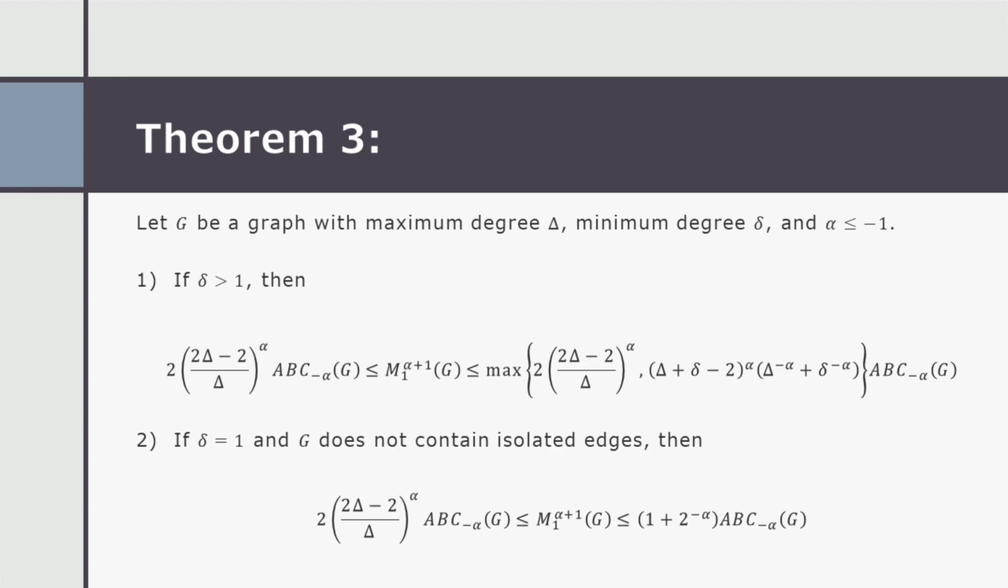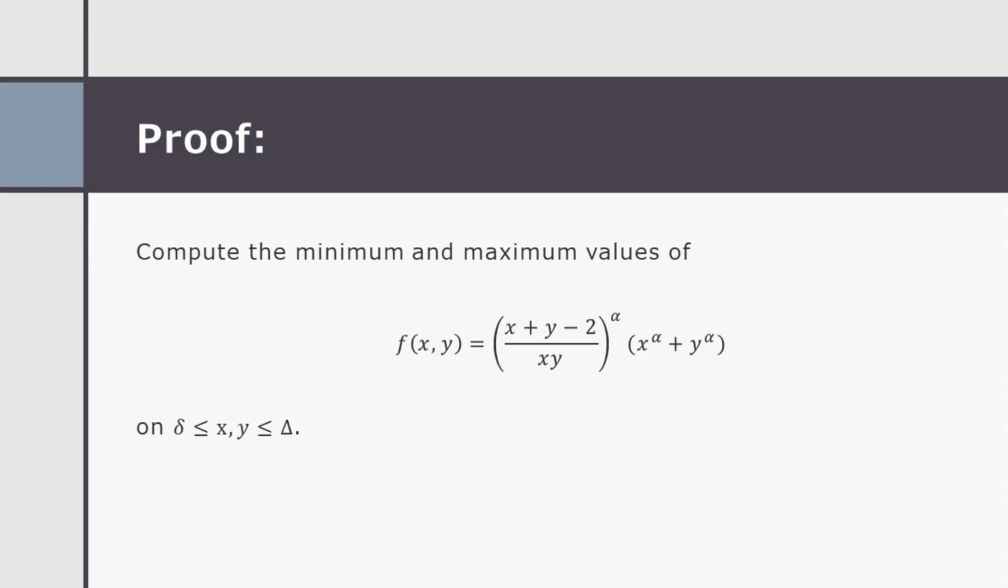Second, if lowercase delta equals 1, then we have this relationship. The proof of this theorem uses the same technique seen above, except that in this case it is a little more tricky to optimize the function due to its shape and the alpha parameter. For this, it was necessary to consider the symmetry of f, as well as to differentiate the cases for lowercase delta greater than 1 and lowercase delta equal to 1.